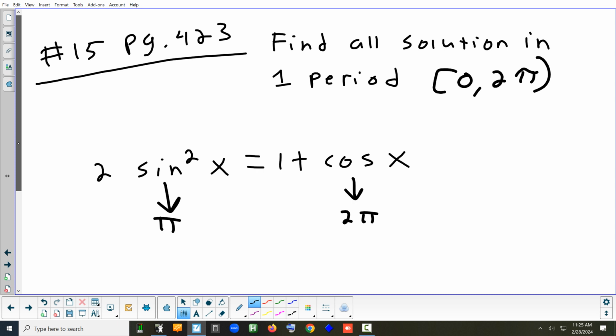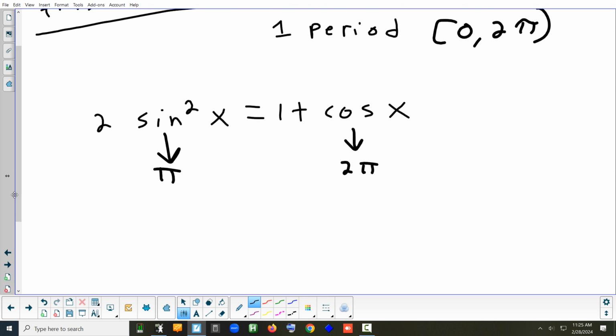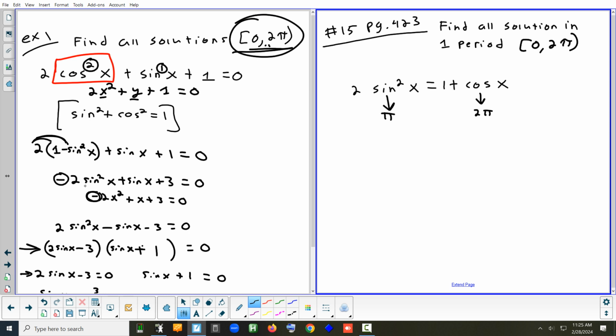Okay, so it says to find all the solutions to this. What do we have to do first to make that equation look more like the one we started with on the left? Yep. Change the right to sines. We want to get it equal to 0.